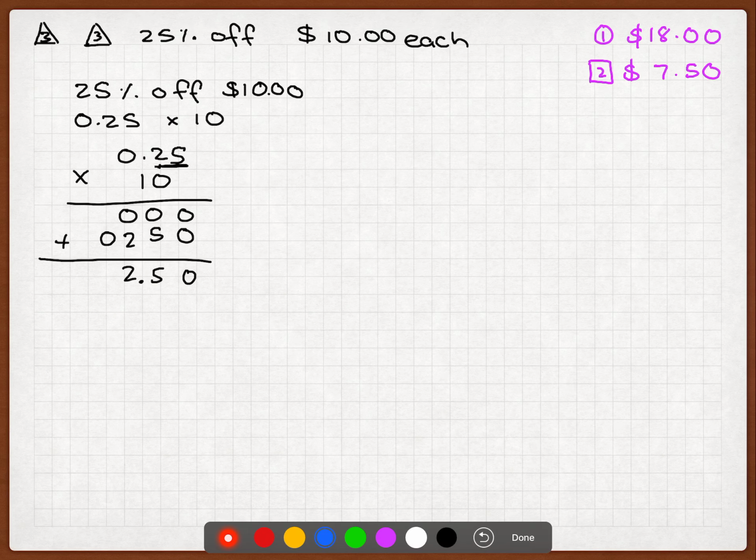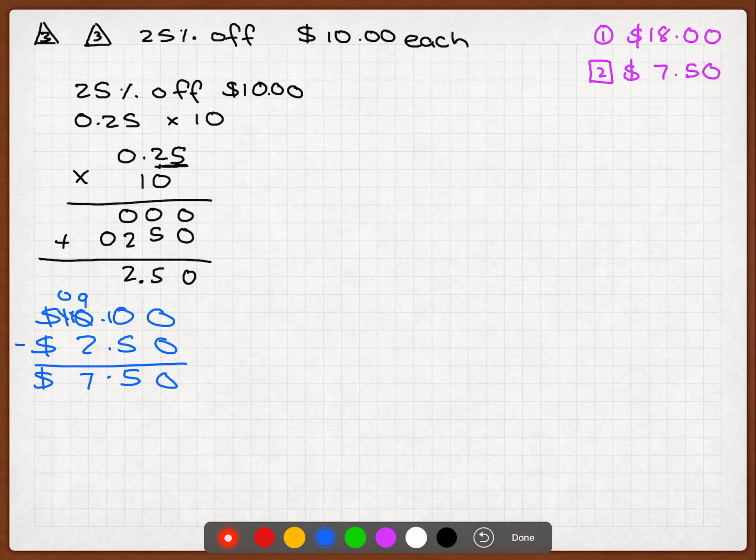That's our discount amount. We subtract that from the original price of $10 because original price take discount equals new price. So 0 takes 0. We're going to need to do some borrowing. 10 take 5. 9 take 2. And that creates our new price. Now, that's the new price for item 3 if you just bought one of them. But we want to buy 2. So we're going to take that new price and we're going to times it by 2.